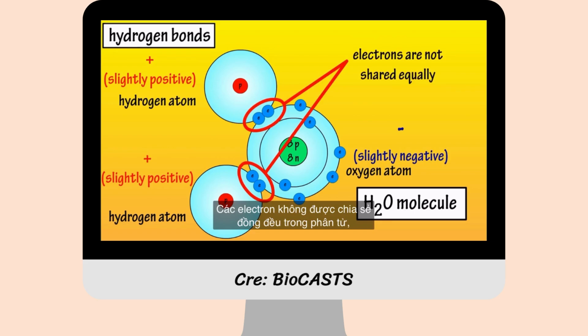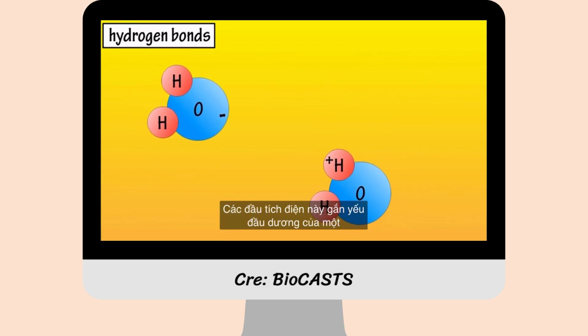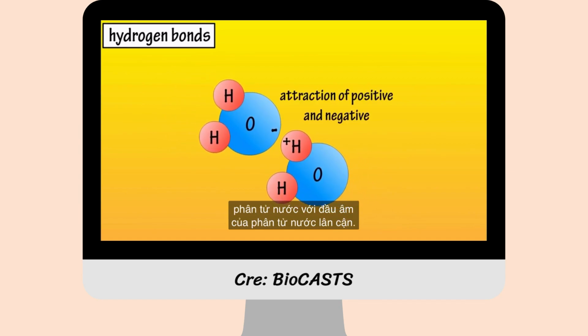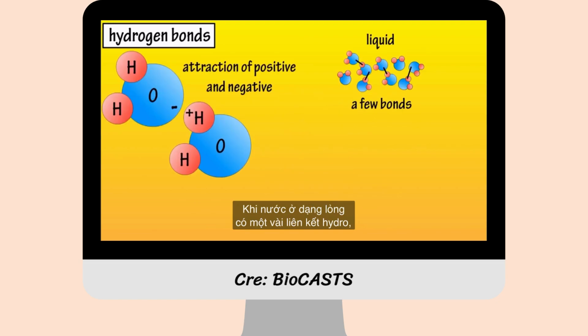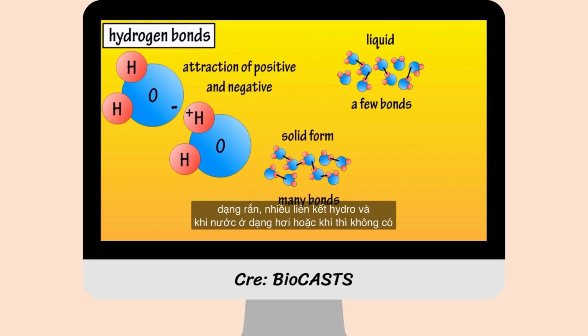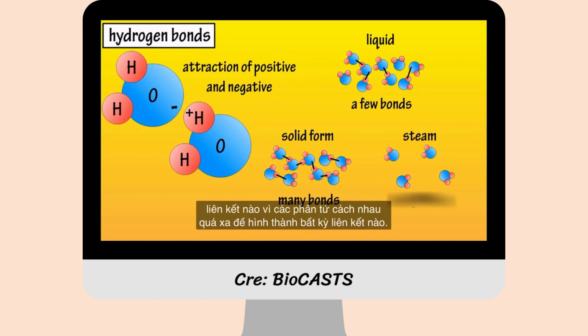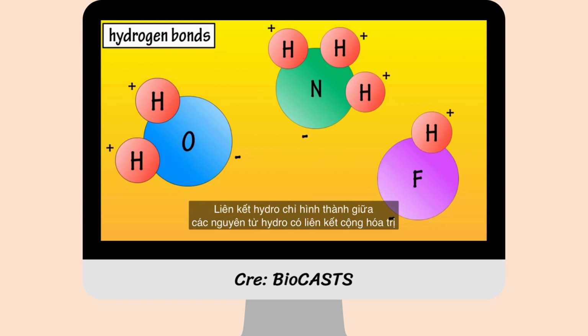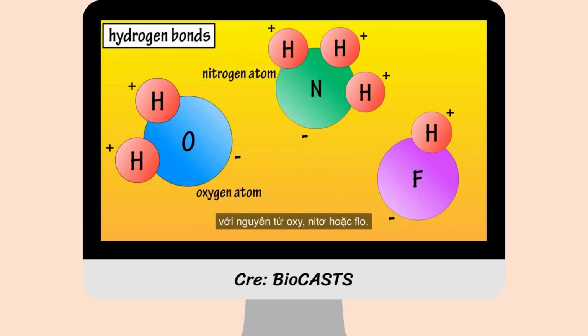The electrons are not shared equally within the molecule, as they have a higher probability of being found closer to the nucleus of the oxygen atom, giving that end a slightly negative charge. So the hydrogen atom's end of the molecule will have a slightly positive charge. These charged ends weakly attach the positive end of one water molecule to the negative end of an adjacent water molecule. When water is in liquid form, there are a few hydrogen bonds, solid form, many hydrogen bonds, and when water is steam or gas, there are no bonds because the molecules are too far apart to form any bonds. Hydrogen bonds only form between hydrogen atoms that are covalently bonded to an oxygen, nitrogen, or fluorine atom. Hydrogen bonds are also important in the structure of proteins and nucleic acids, which we will cover in later videos.